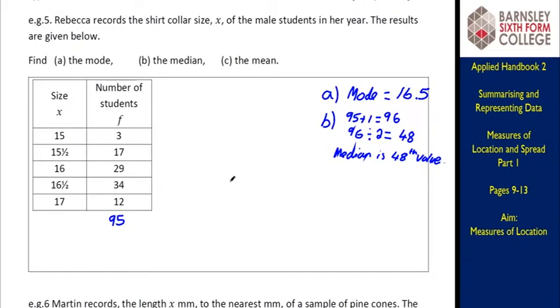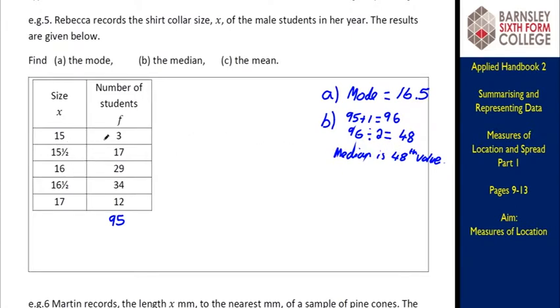Sorry about my writing here. So the median is the 48th value. It's not going to be a size 15 shirt because there's only 3 of those. So the first 3 pieces of data would be 15, 15, 15, if you were to write it all out in order. The next 17 pieces of data would be 15.5, 15.5. So the first 20 pieces of data will not include the 48th value.